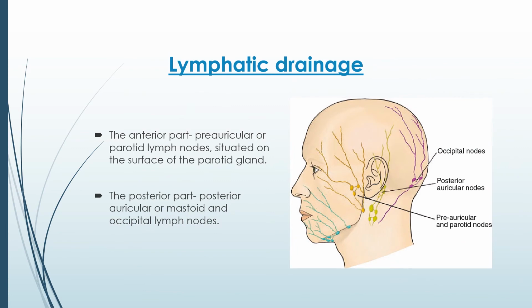The lymphatic drainage is relatively simpler. It can be divided into the anterior part and the posterior part. The anterior part is drained by preauricular and the parotid lymph nodes, whereas the posterior part we have the posterior auricular or the mastoid and the occipital lymph nodes.